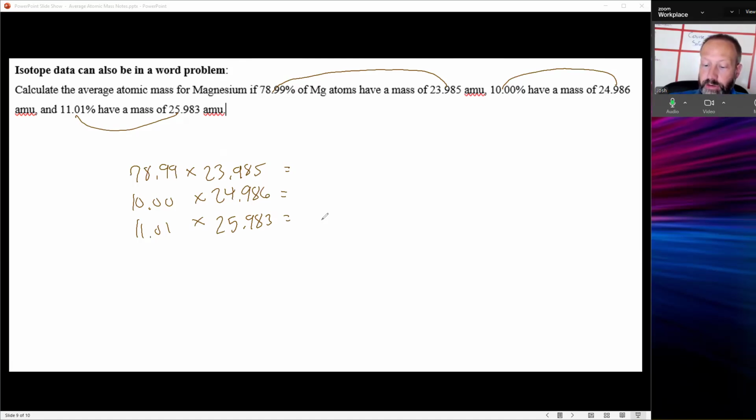Definitely going to use the calculator for this one. 78.99 times 23.985. And honestly, you should pause the video here and see if you can finish working it on your own and then restart the video to see if you got it right. Because that would be very helpful to know with this final example how well it's going for you.